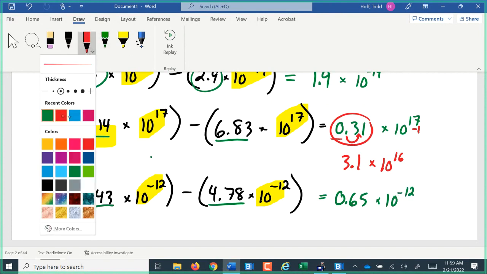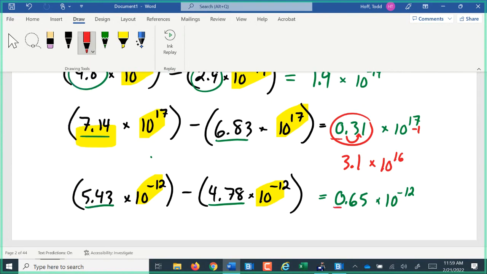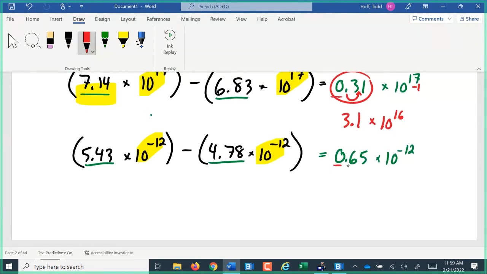Again, that number is too small. There's nothing in front of the decimal point but a zero. We have to move the decimal point over. 0.65 is going to become 6.5. This number became larger, so our power becomes smaller. Negative 12 minus 1 will be a negative 13.